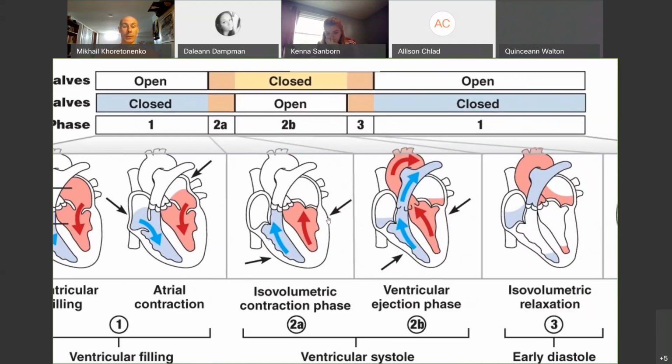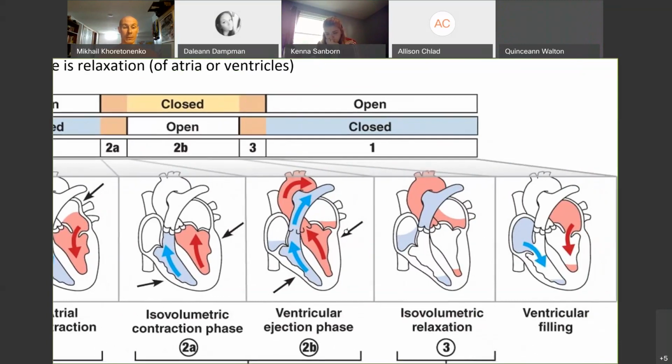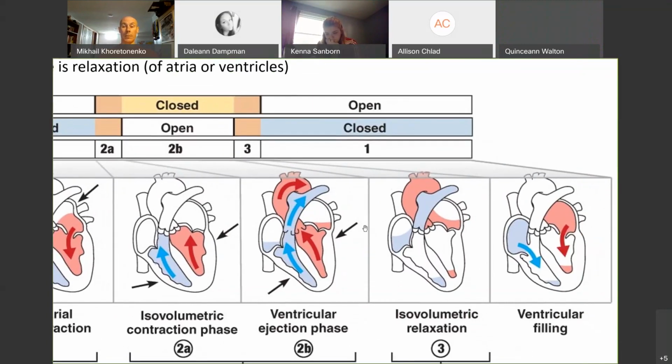And then when the pressure in the ventricle becomes higher than the pressure in the vessel, the semilunar valves open, blood goes into the great vessels. That's the ventricular ejection phase. Eventually, the blood pressure in the great vessels becomes higher than in the ventricles. So semilunar valves close.